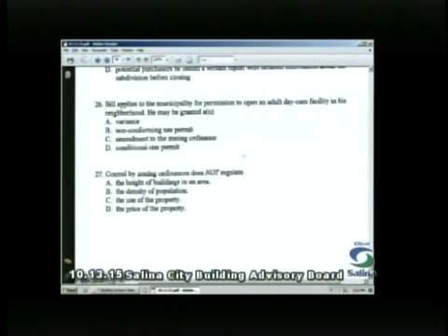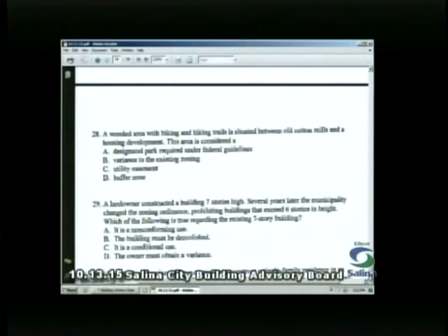Controlled by zoning ordinances does not regulate... That's true. We do not regulate the price of the property. Regardless of what anyone may say.